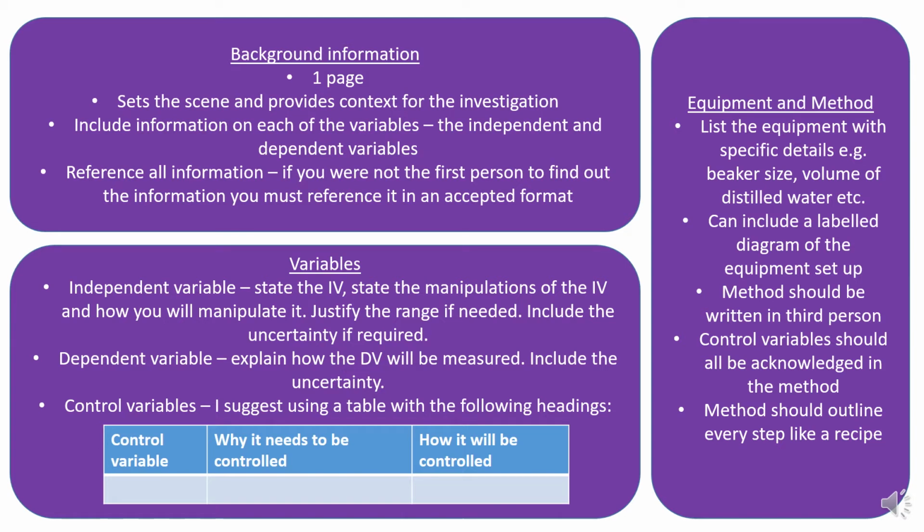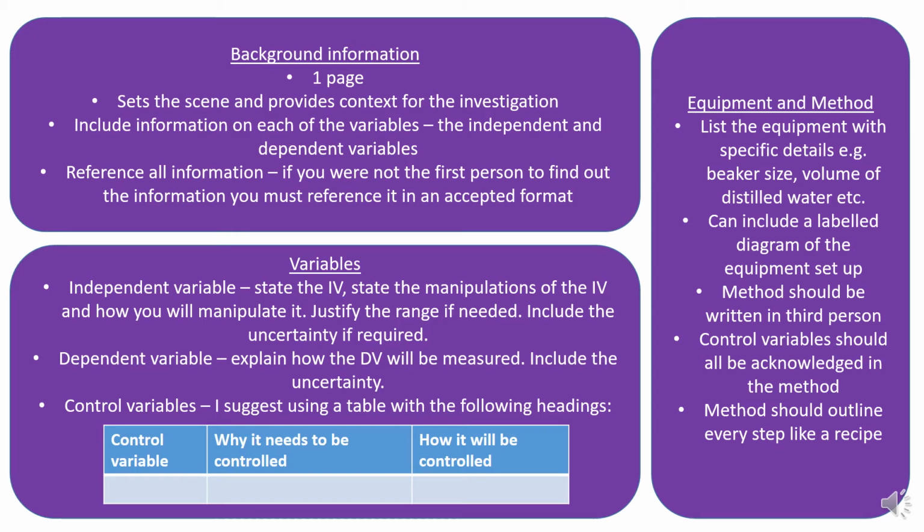Okay, the equipment and method. So you need to list all of the equipment with specific details. So you need beaker size and a volume of distilled water. Be very specific on exactly what you will need. It's like a recipe for a cake. In a recipe for a cake, it wouldn't just say flour, sugar, eggs. It would tell you how much flour, how much sugar, and how many eggs. So be specific in your equipment list.